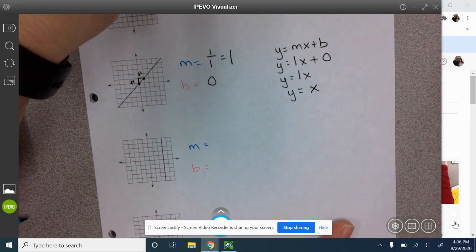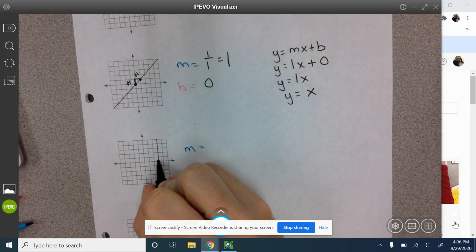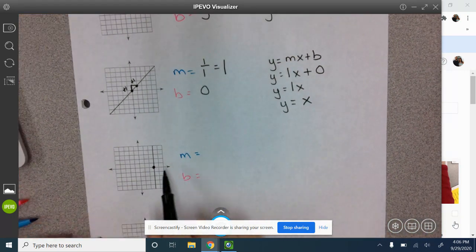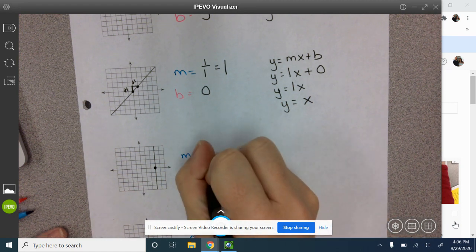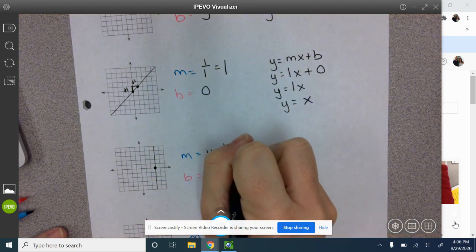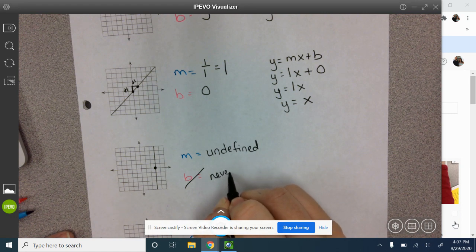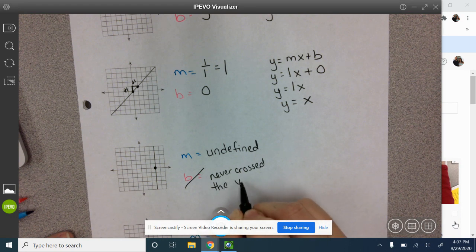Let's move on and do the third one. So again, I'm going to put my dot right there. My slope. Since this is a vertical line, you have to think back to what we learned last week, and a vertical line has an undefined slope. And a y-intercept, do I ever touch this y-axis? No, I never cross the y-axis. So I can't have a y-intercept.